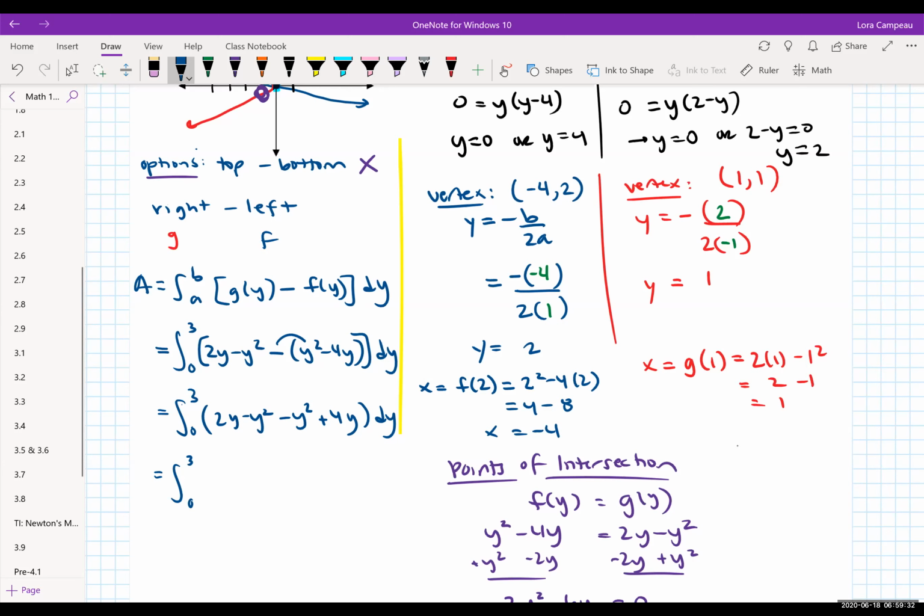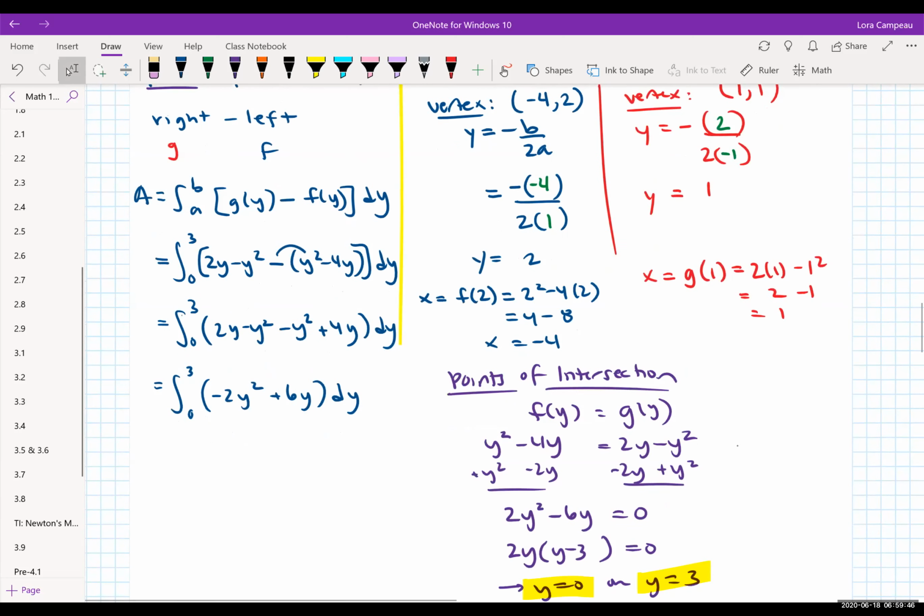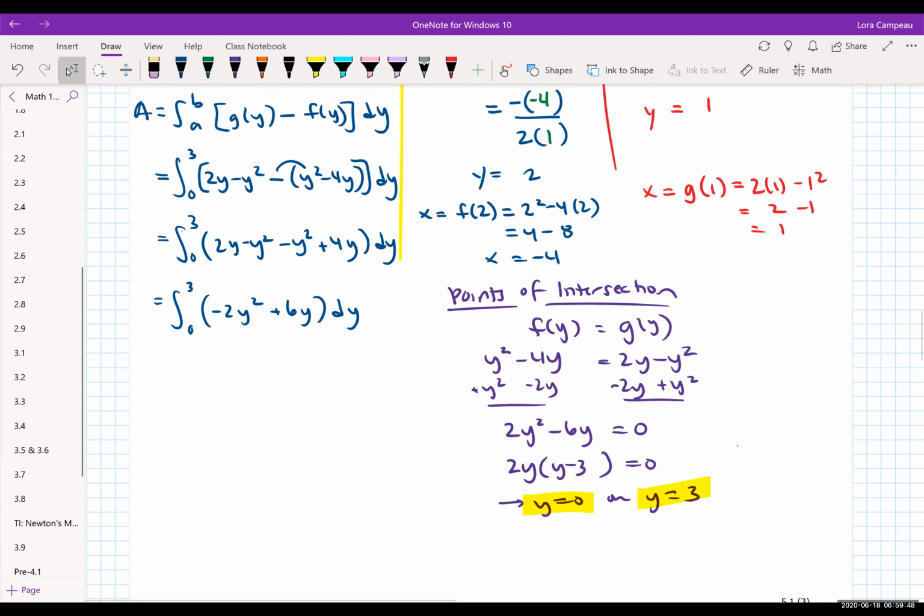So let's combine like terms. So negative y squared minus y squared, so we should have negative 2y squared. And 2y plus 4y is 6y. Kind of similar to the last one in a way. It looks like we have simplified the integrand as much as possible. So now it's time to integrate.